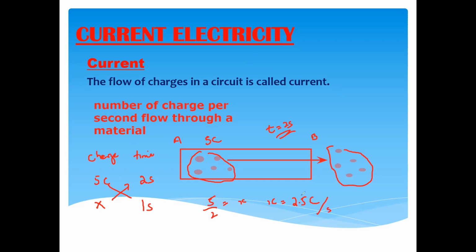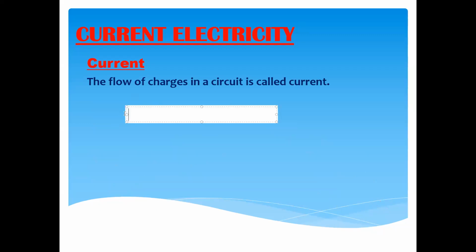So if 5 coulombs are moving in 2 seconds, it means 2.5 coulomb of a charge is moving every second, and this coulomb per second, how many charges are able to flow every second, we call that electric current. So current is basically a flow of the charge passing through a material every second. If you want to calculate a current, there's a simple formula: current is basically the number of charges flowing through a wire every second.